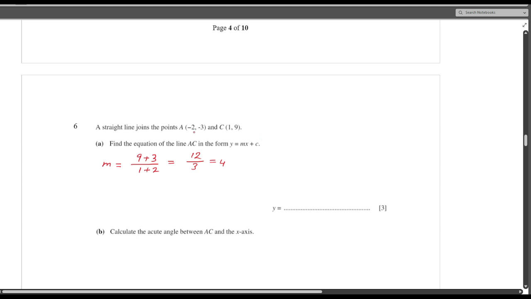Then I use any of these 2 points. Let us consider this point. So I will say that okay, 9 is equals to 4 times 1 plus c, because when I consider y 9, your x is 1. Okay, so the value of c you will get 9 minus 4, which is 5. Okay, so your m is 4, your c is 5, so your y is equals to 4x plus c, that means plus 5. Okay, so y is equals to 4x plus 5.